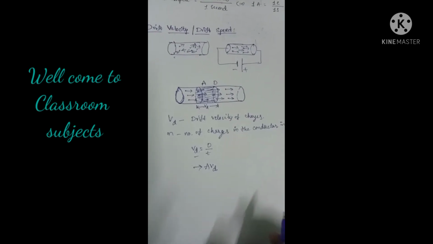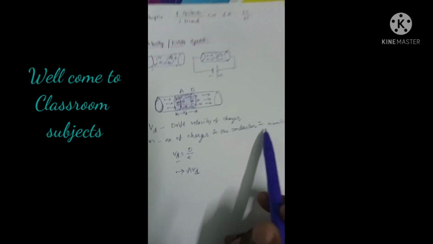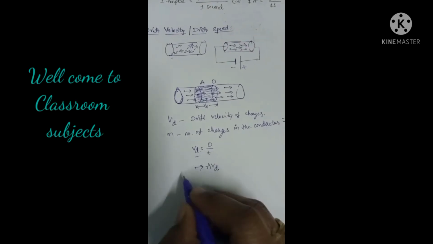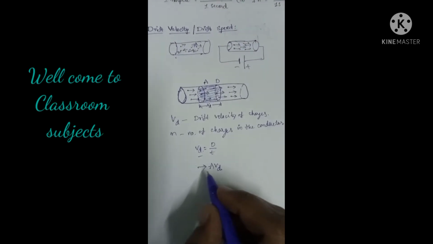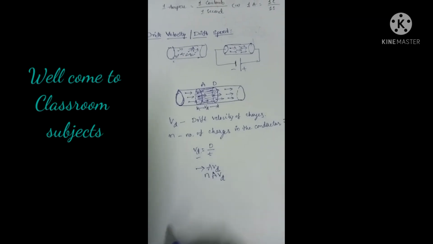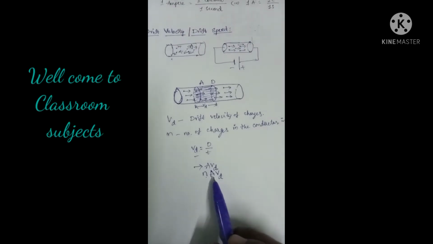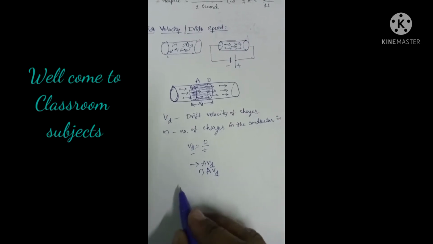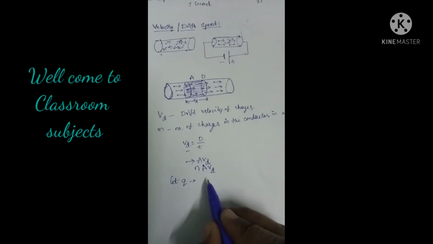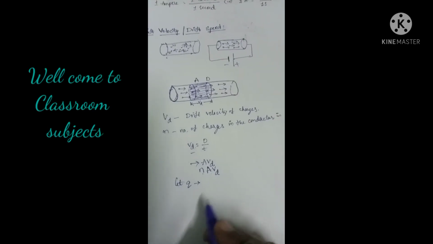Number of charges present, n number of charges present in that conductor in unit volume. Then the number of charges present in that volume equals n into A Vd. And let Q be the charge of each carrier.